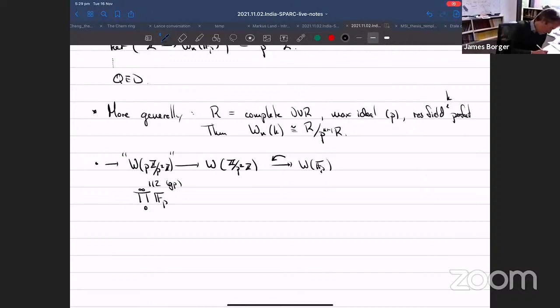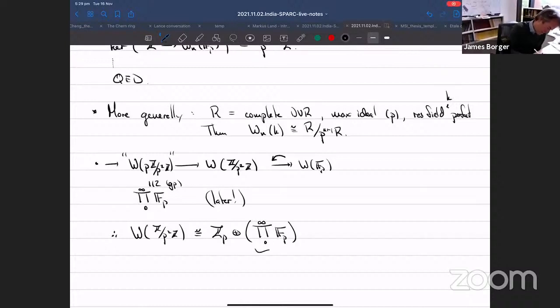I'll justify this later. The conclusion is that W of Z modulo P squared Z is isomorphic to Z_p direct sum this big product, and this is square zero.